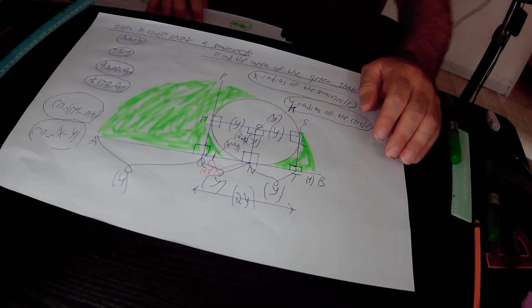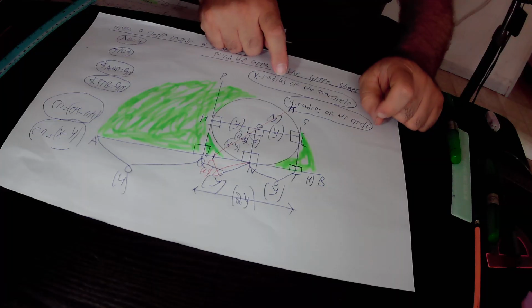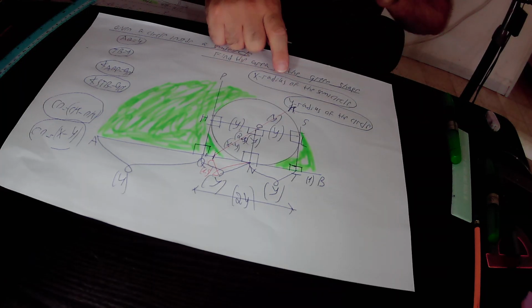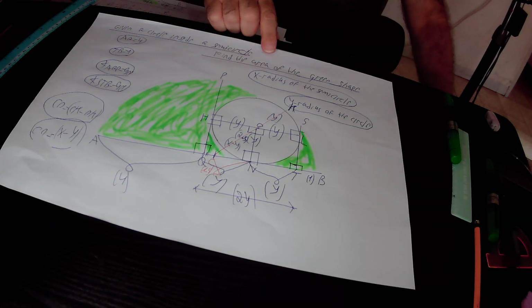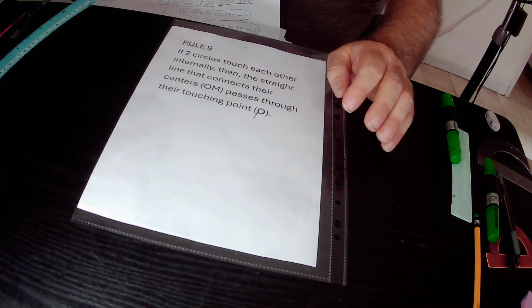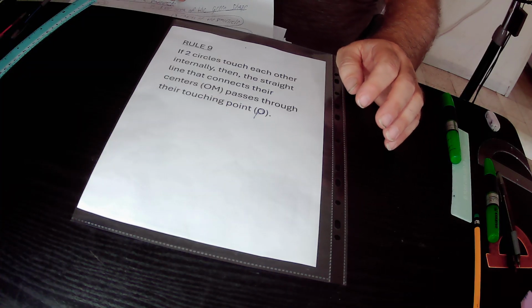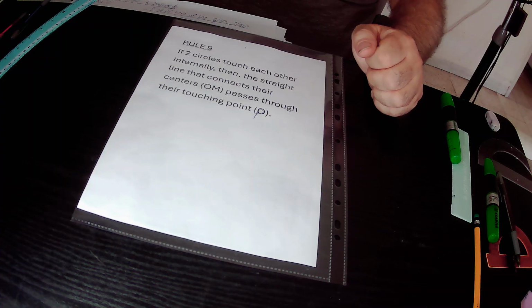So in our drawing, we have an internal touch between this small circle and this big semicircle. That is to say, they touch each other internally at this point K. Therefore, we can implement rule 9 here. Whenever you have an internal touch between two circles or semicircles, you can implement rule 9. Let me repeat quickly rule 9. According to rule 9, if two circles touch each other internally, then the third line that connects the circles together passes through their touching point.